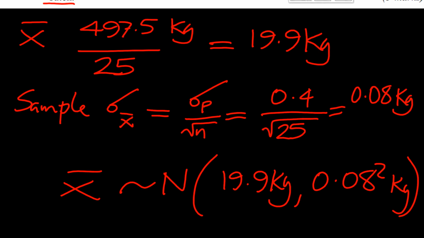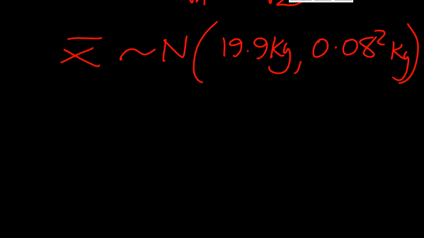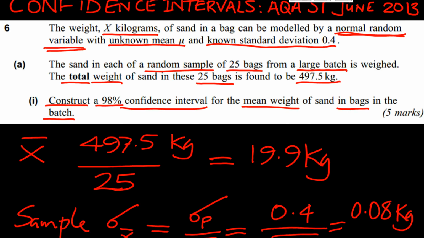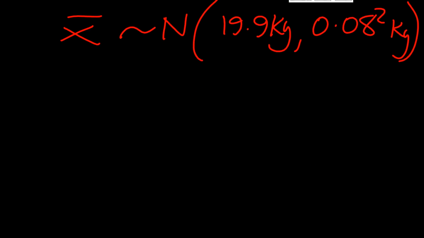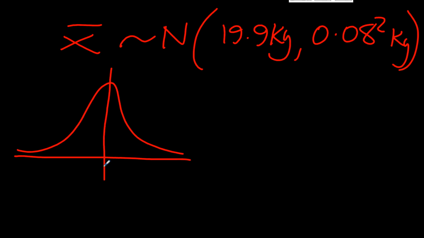Okay, so now let's look what we can do with this. We know it's normally distributed in this example because they told us that the original population was a normal random variable. If it hadn't said that, we would have to look at central limit theorem, but we don't need to apply that here. Okay, so now let's draw ourselves a little diagram of what we're looking at. We're entitled to use a normal distribution because it told us our parent was normally distributed.